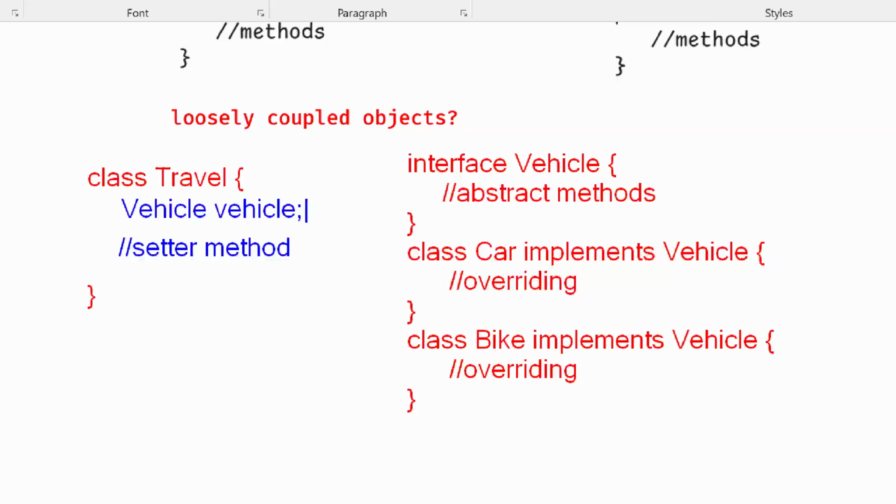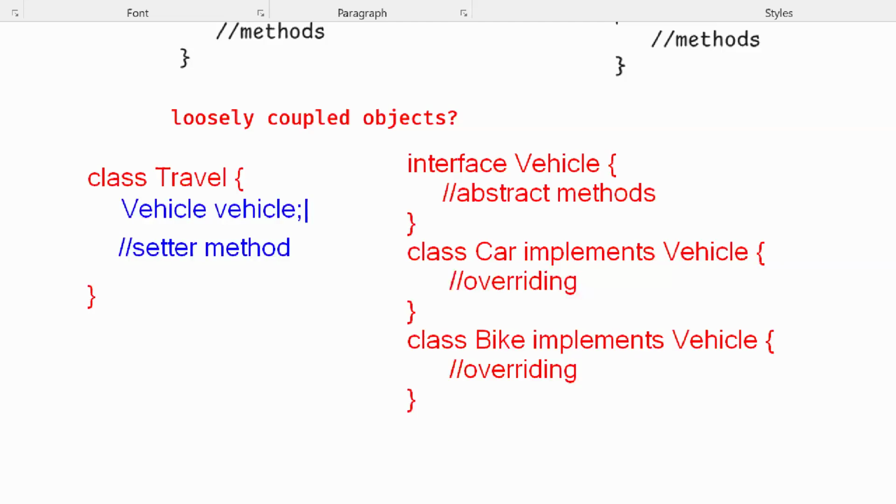Point number one. Try to understand. If at all you want to provide loose coupling between objects, between a dependent object and a dependency object, the dependency objects must be created through interface. Who are the dependency objects here? Car, bike, others. They must be created through interface. The dependency classes must be created by implementing an interface.